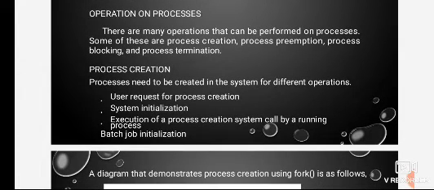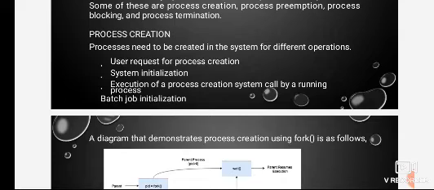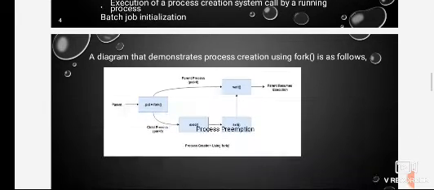Then operations on process. There are many operations that can be performed on a process. Some of these are process creation, process preemption, process blocking, and process termination. Process creation. Processes need to be created in the system for different operations. One is user request for process creation, system initialization, execution of a process creation system call by a running process, and also using a batch job initialization.